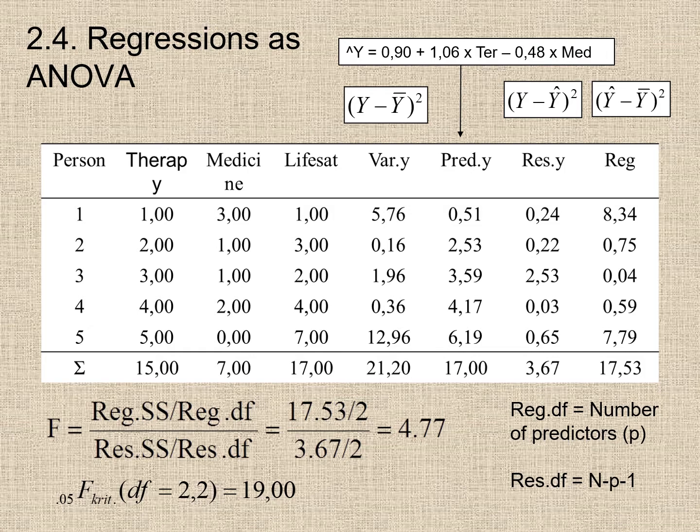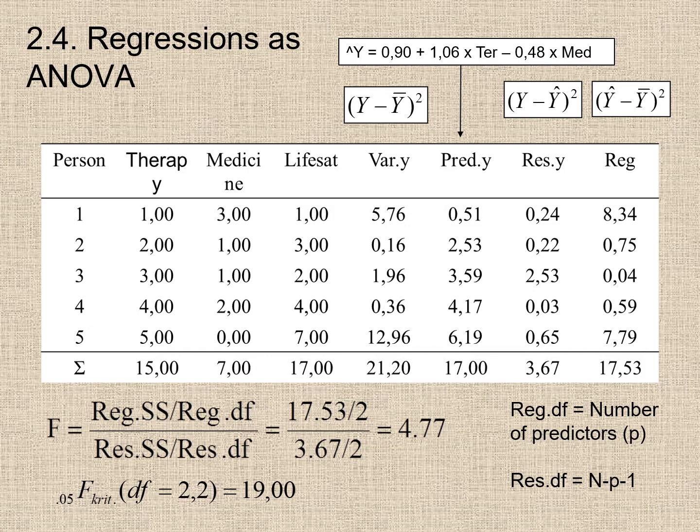So 21.2 total variation in life satisfaction. 17.5, the amount that can be explained by our regression model with the predictors therapy and medicine. And 3.7, the amount that cannot be explained by our regression model. Of course, you don't get these high regression sum of squares normally when you do real analysis.